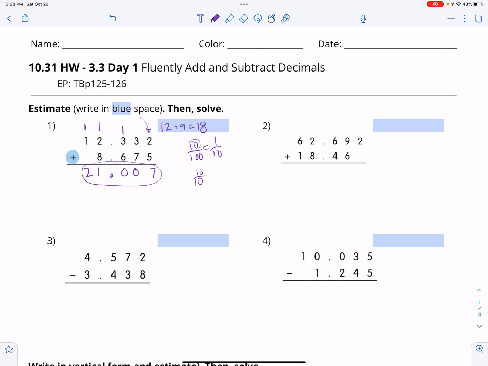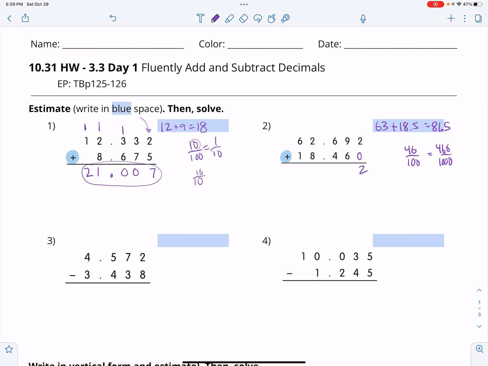Question number 2. I'm going to do another estimation. 62 and 692 thousandths is close to 63, and 18 and 46 hundredths is close to 18 and a half. So I know that this is going to be about, let's see, 63 plus 18 is 81. So this is close to 81.5. Again, it's addition. I'm not going to screw that up. So I know 46 hundredths is equal to 460 thousandths. So I'm just going to put that 0 there because it makes it easier for me to do 2 plus 0 in the thousandths place.